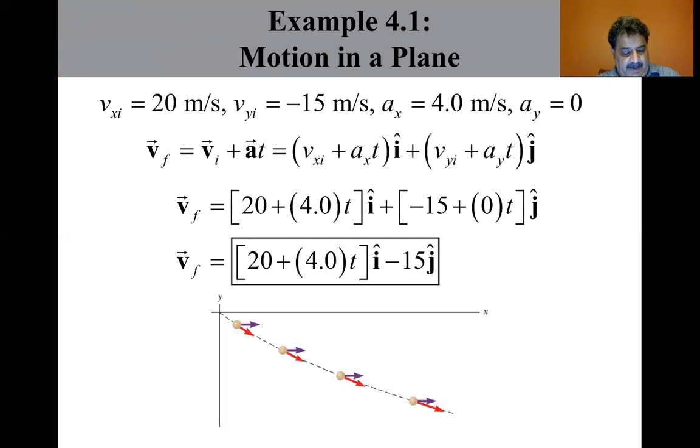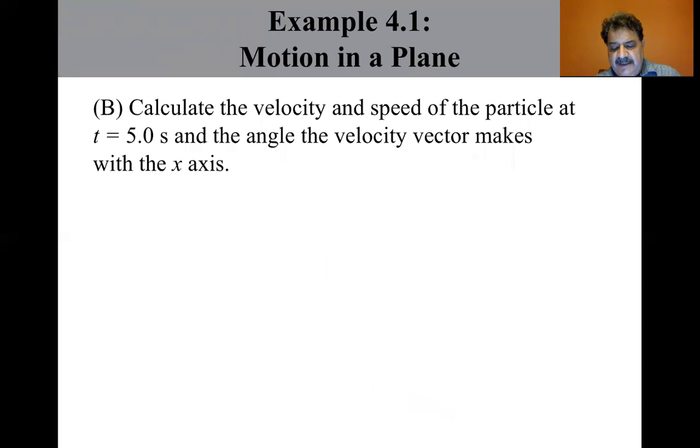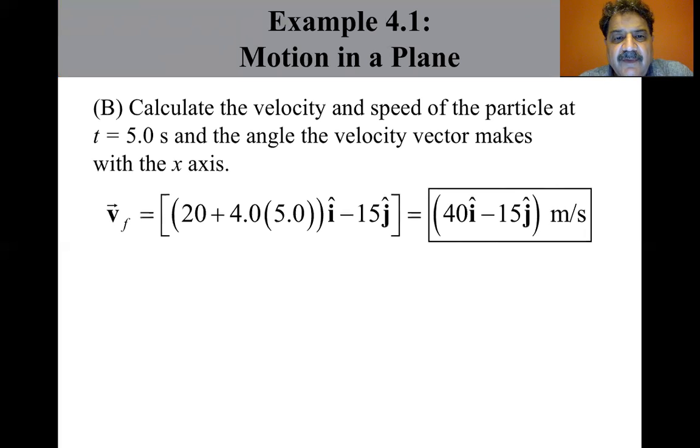Okay, let's look at another example, a motion in a plane. Calculate the velocity and speed of the particle at t equals 5 seconds and the angle the velocity vector makes with the x-axis. Okay, this is a continuation of the previous problem. So we evaluate the result at 5 seconds, and we have it here. 20 plus 4 times 5 is another 20. So we have 40i minus 15j meters per second.